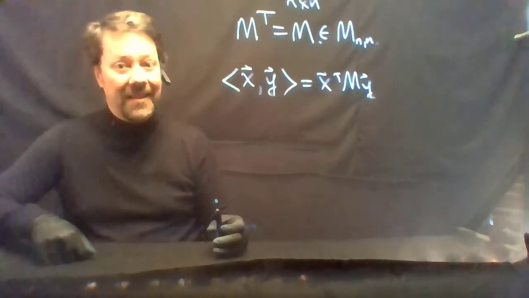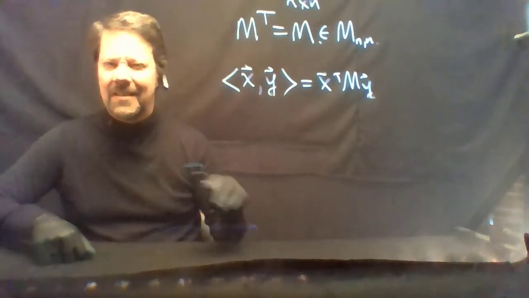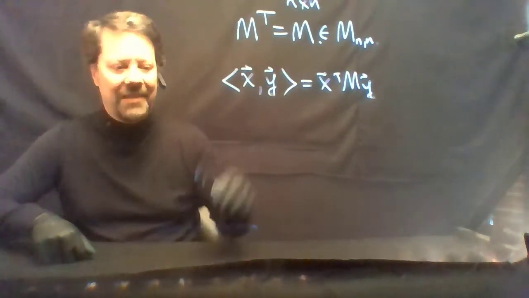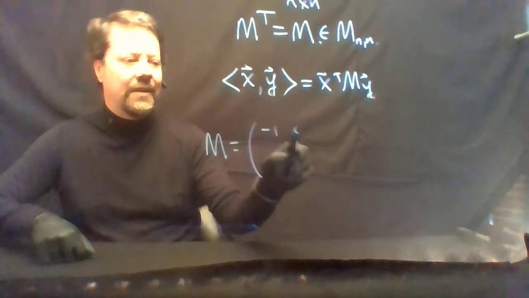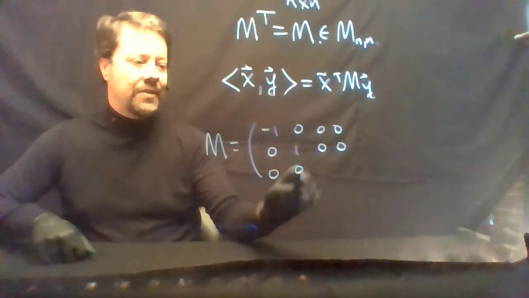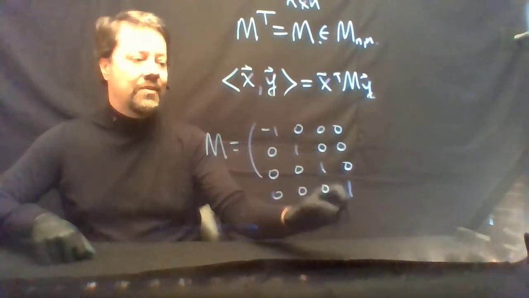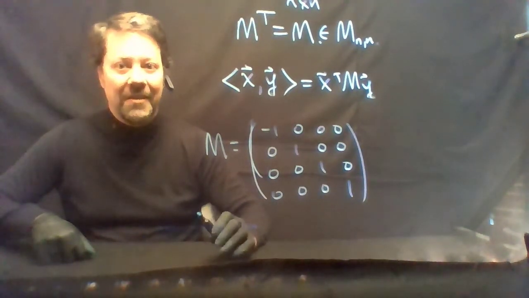There are some interesting things you get if you start monkeying with this matrix M, making it something not necessarily positive definite. For instance, if M is the matrix -1, 0, 0, 0, 0, 1, 0, 0, 0, 0, 1, 0, 0, 0, 0, 1, you end up with the special theory of relativity.